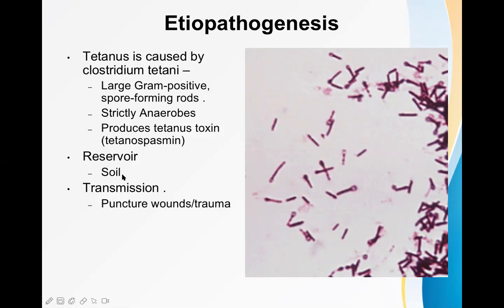Now, where are these organisms commonly found, or what is the reservoir? That is soil. Any wound that is contaminated with soil, and if it is not cleaned in time, there is a chance of tetanus if that person was not previously immunized. If we are properly immunized, if we have taken all the doses of tetanus toxoid, then we are immune.